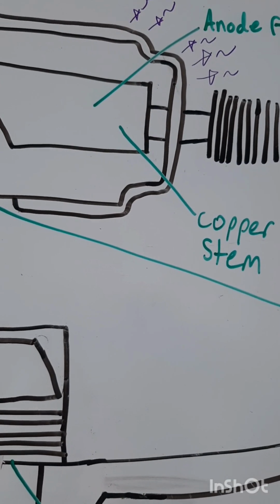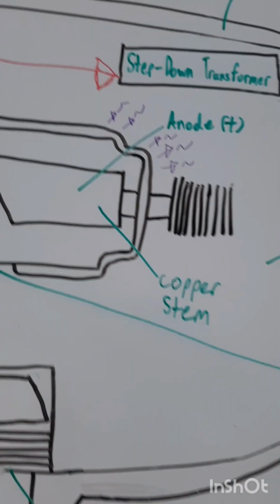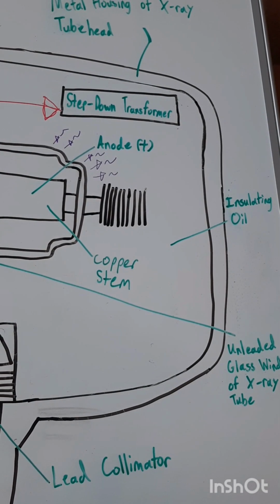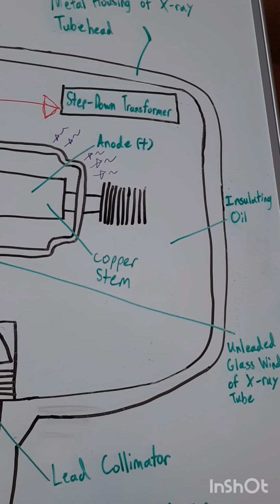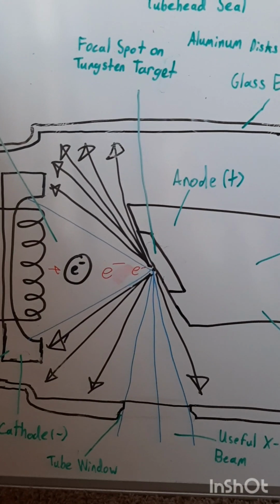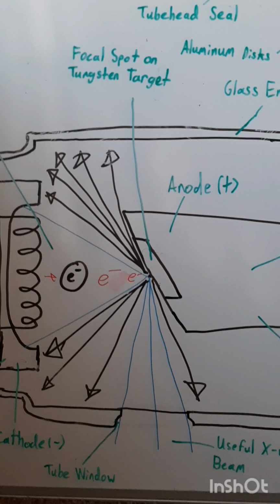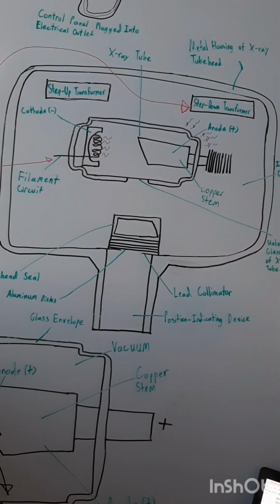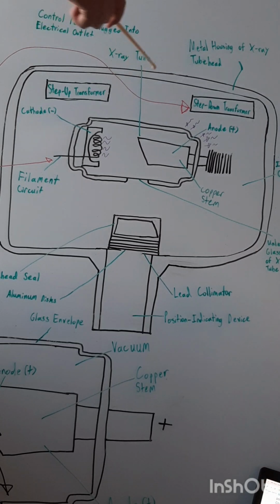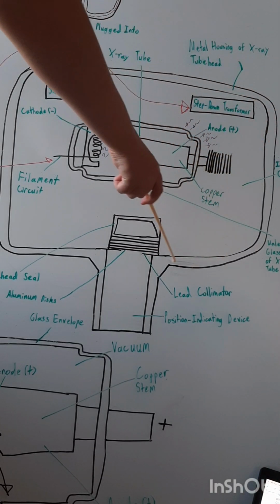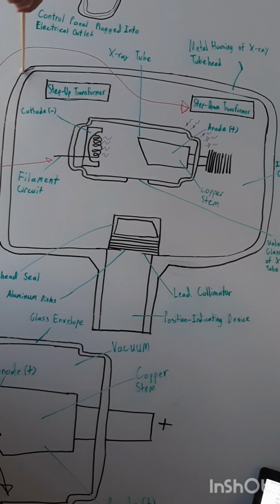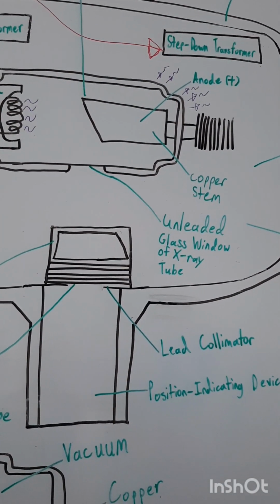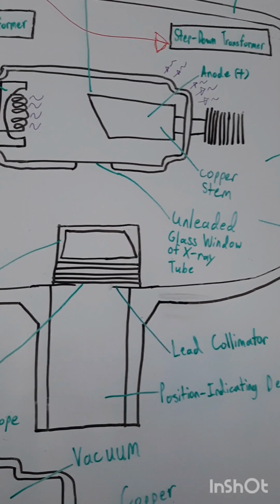The heat produced is carried away from the copper stem and absorbed by insulating oil in the tube head, which helps prevent overheating. The X-rays produced are emitted from the target in all directions. However, the leaded glass housing prevents most of the X-rays from escaping the X-ray tube. A small number of X-rays can exit through the unleaded glass window of the tube.